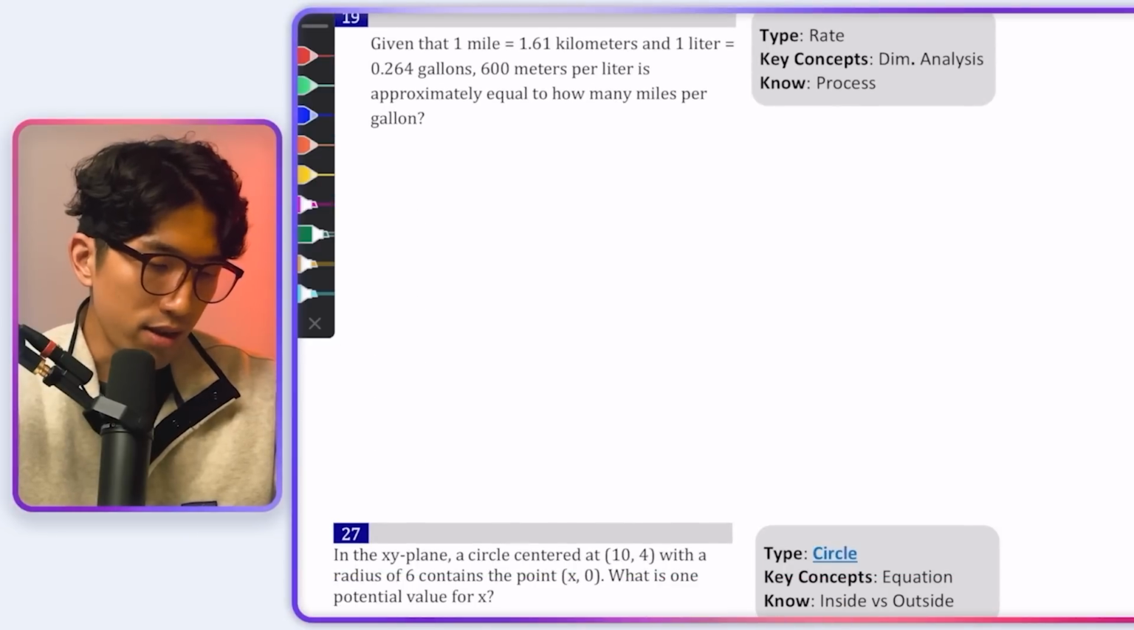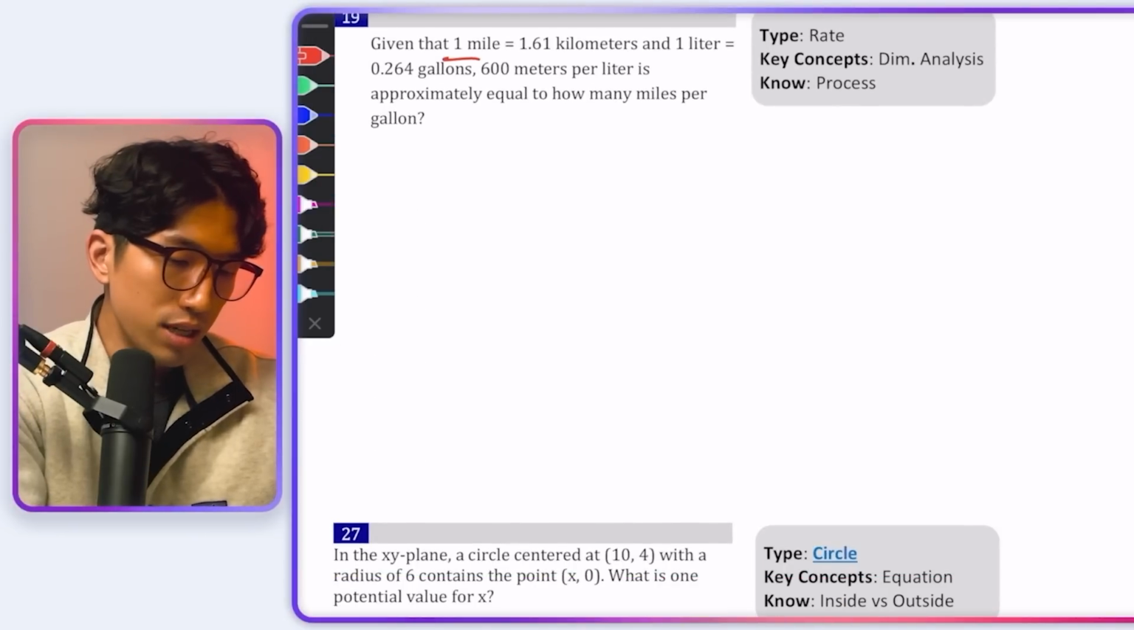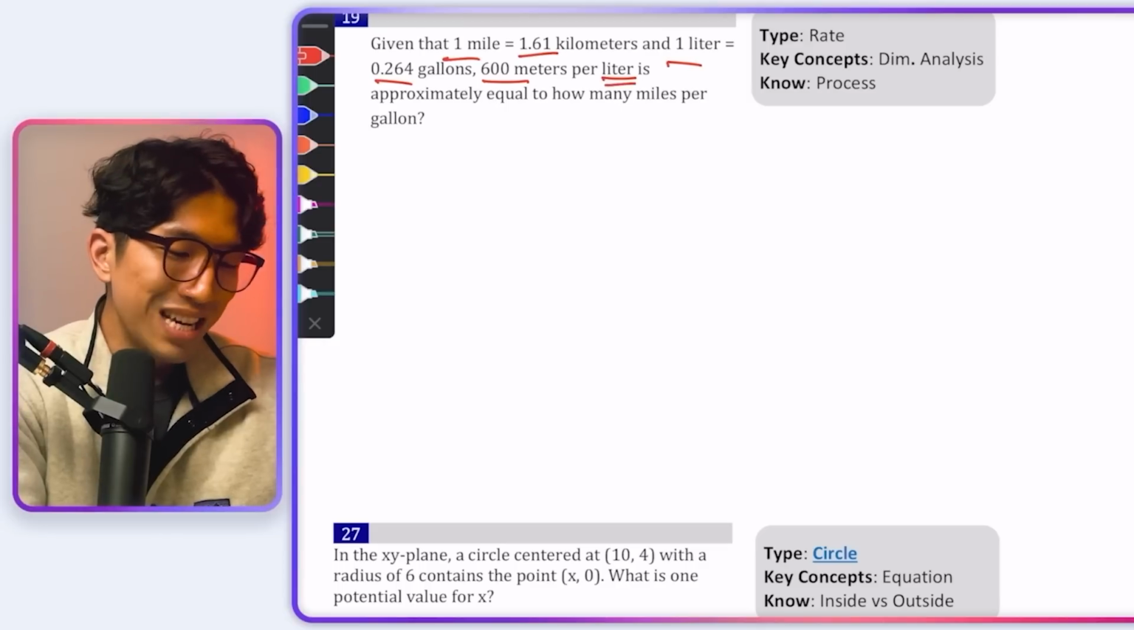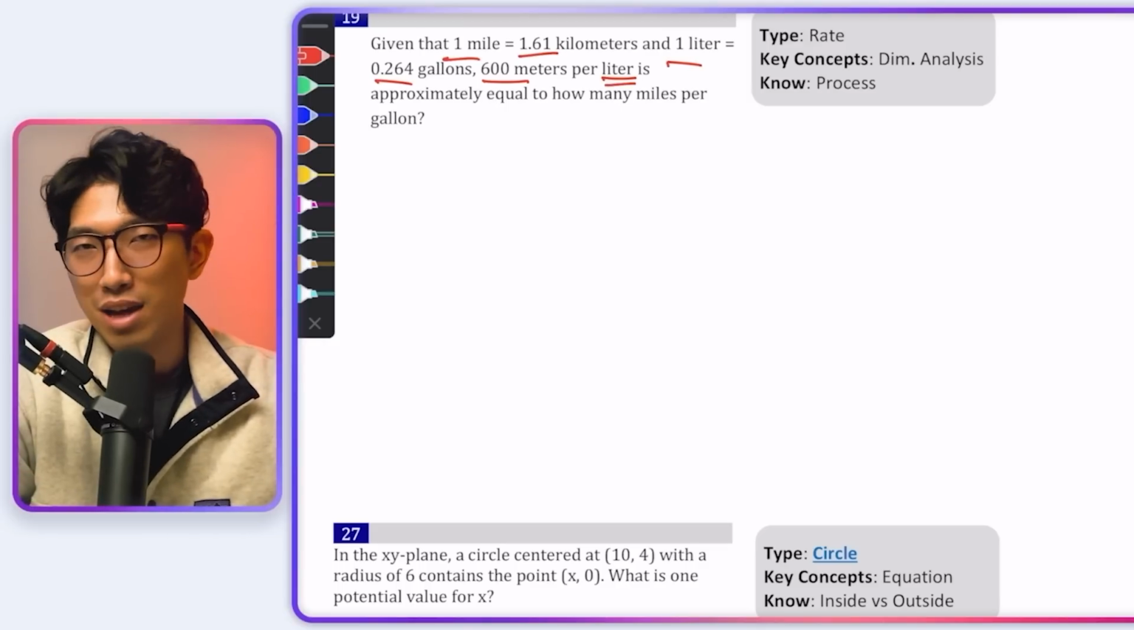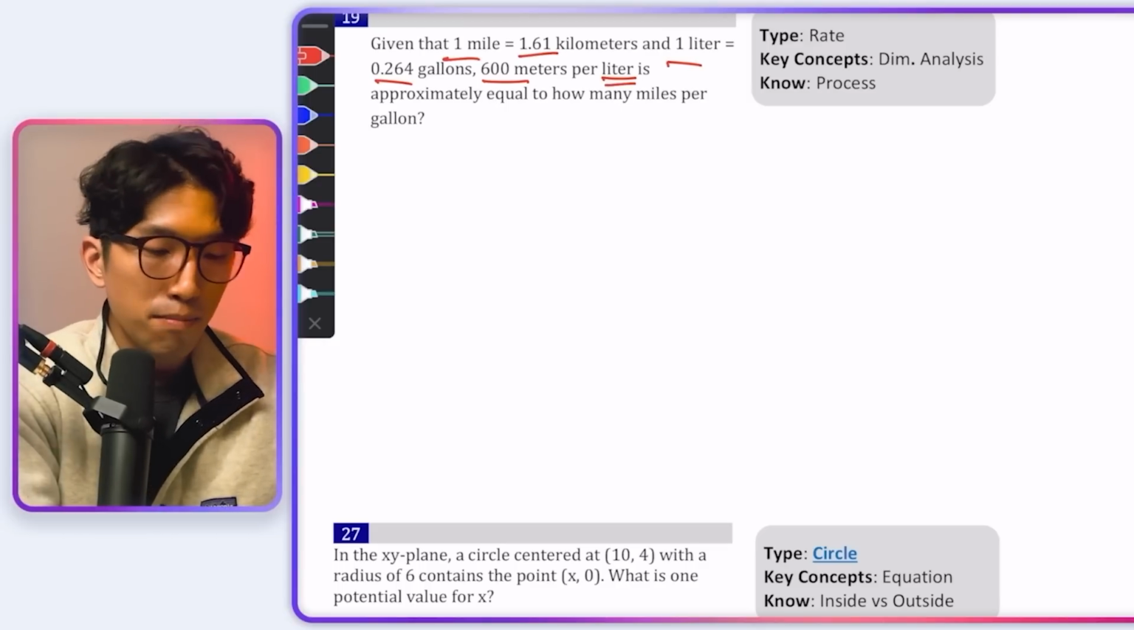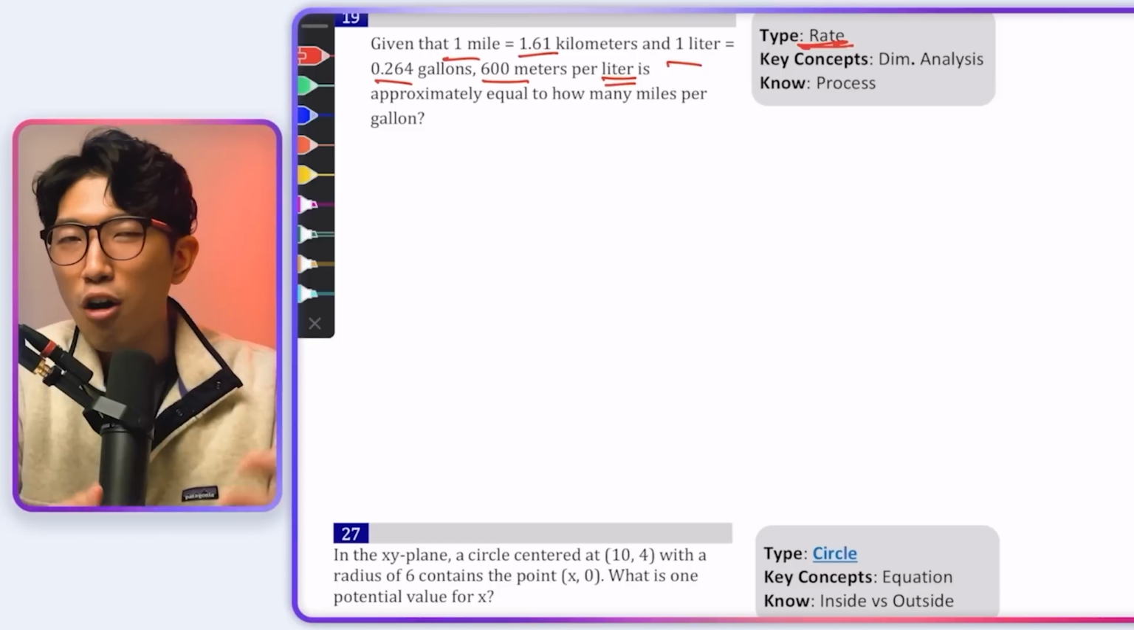The question says, given that 1 mile is equal to this, okay, and 1 liter is equal to that, 600 meters per liter is approximately equal to how many miles per gallon, right? So this question seems like a simple rate question, but it involves multiple steps.